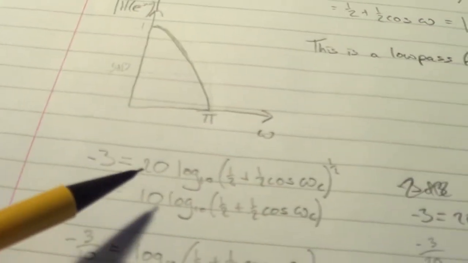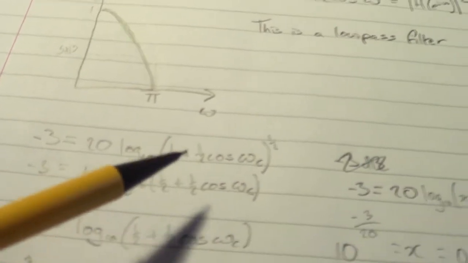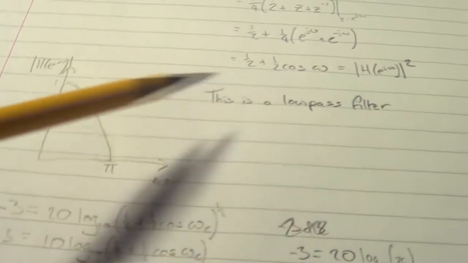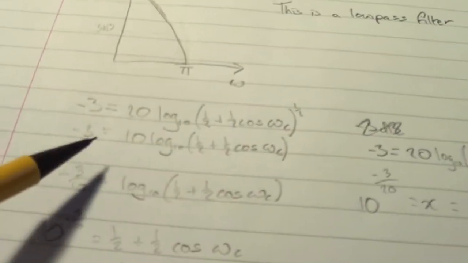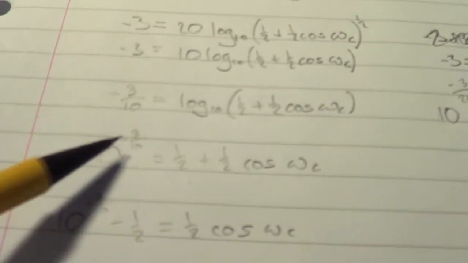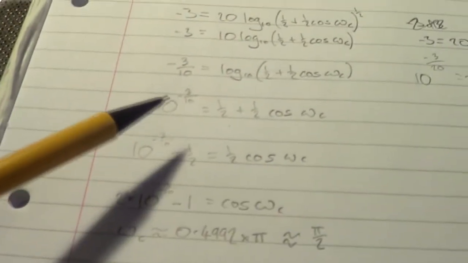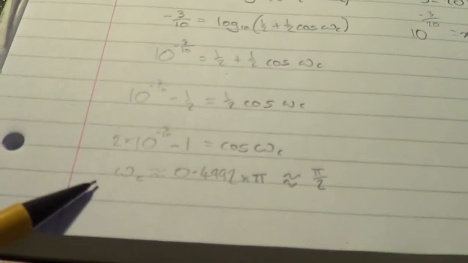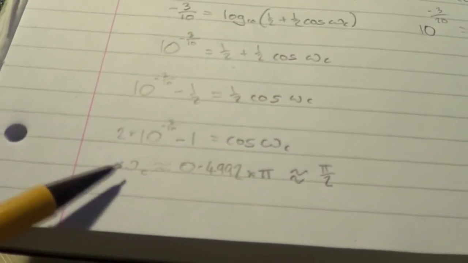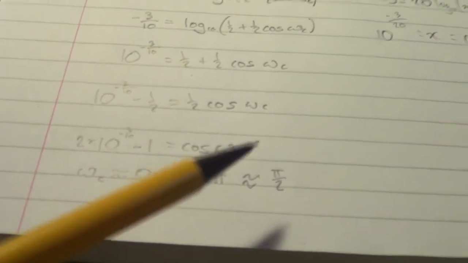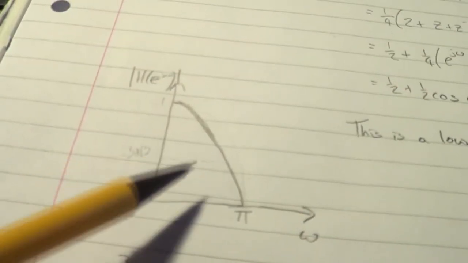You do -3 equals 20 times log of base 10 of the square rooted of this up here, because we want the not the squared one. Take the half down, so we could have actually skipped that step. Take the half down, divide by 10, raise 10 to the power of everything, and you get this. Take a half off, times everything by 2, and then take an arc cosine, and you end up at omega c, which is the cutoff frequency, is about 0.4992 times pi, or about half pi, which if you look here, yeah, makes sense, doesn't it?